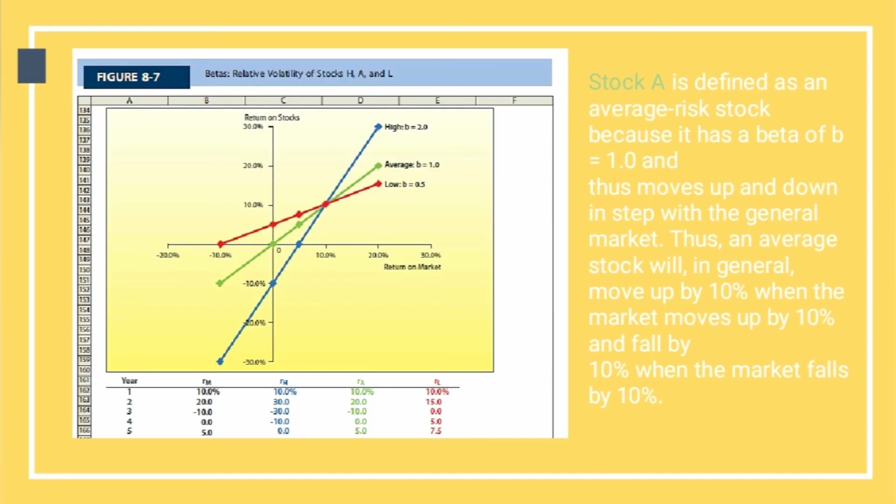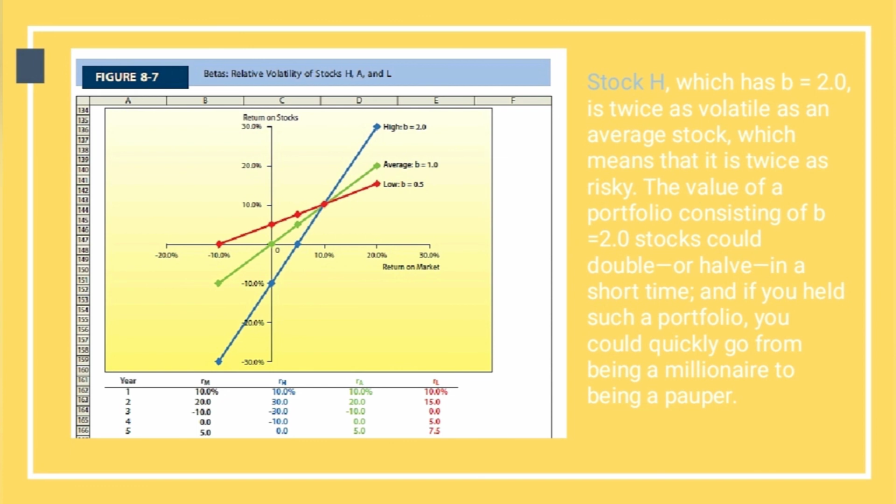In this figure, stock A is defined as an average risk stock because it has a beta of 1 and thus moves up and down in step with the general market. Thus, an average stock will, in general, move up by 10% when the market moves up by 10% and fall by 10% when the market falls by 10%.